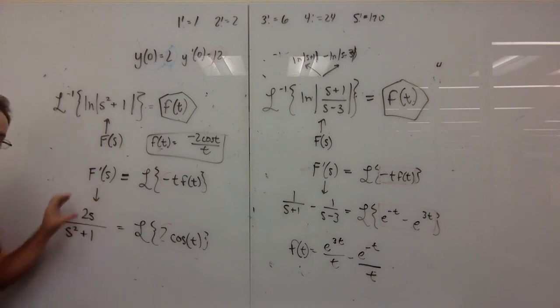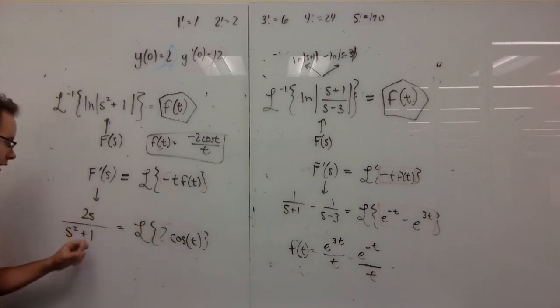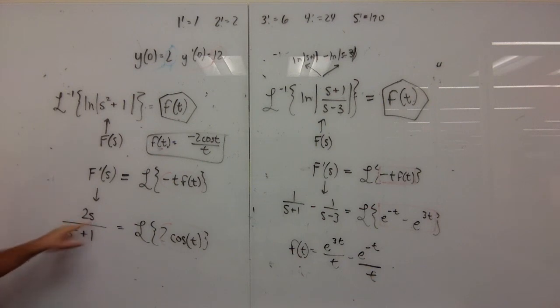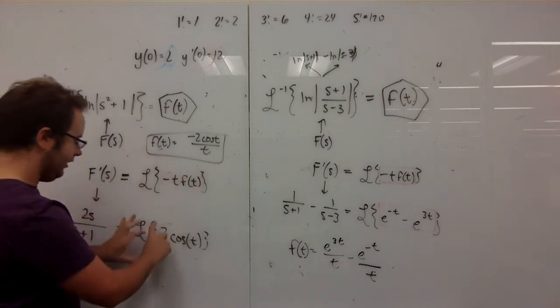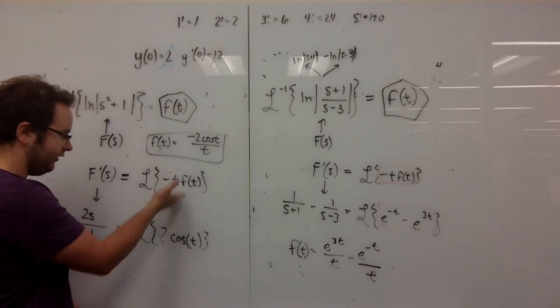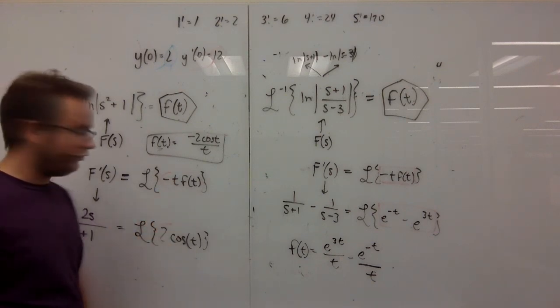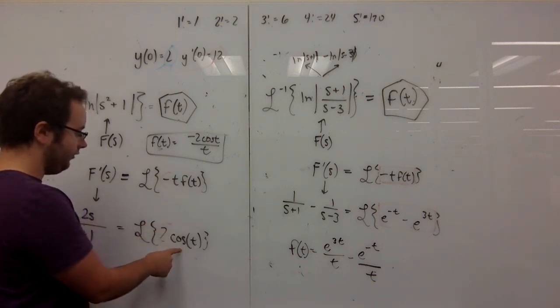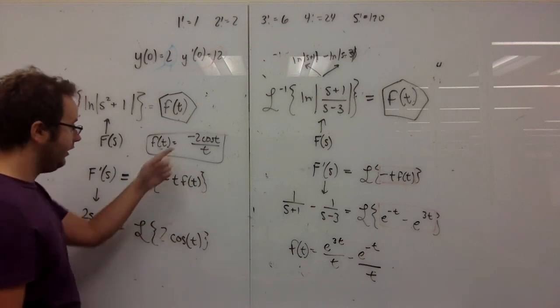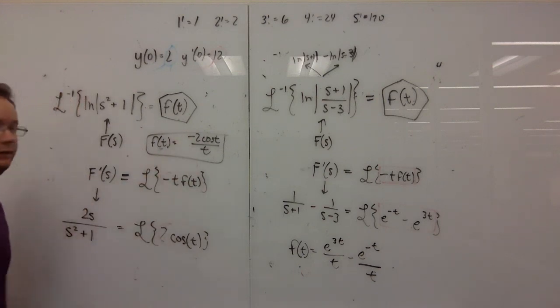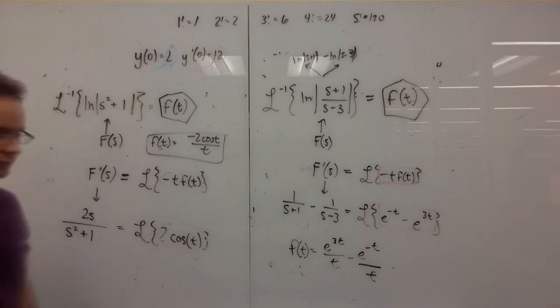Then we say, okay, now we've kind of equated the theory. Let's examine what Laplace transform this is. Well, it's got an s on top and an s squared plus 1 on the bottom. This is a cosine. There's an extra factor of 2, so this is 2 cosine t. Now I set these two equal to each other: negative t f of t equals 2 cosine t, and solve for f of t. Once I do that, I get negative 2 cosine t over t. And that's your Laplace inverse. Cool?